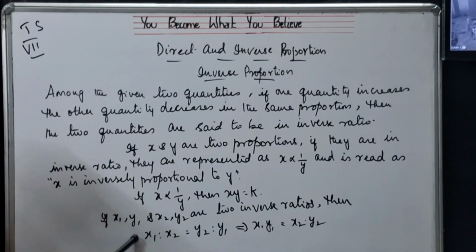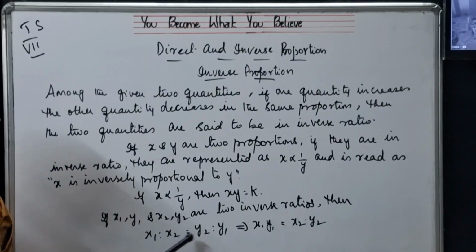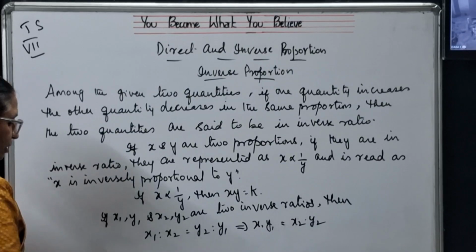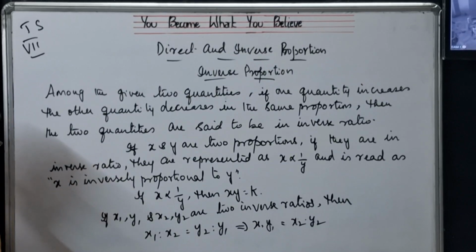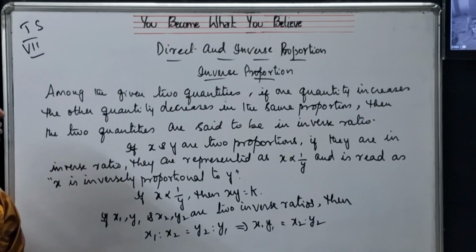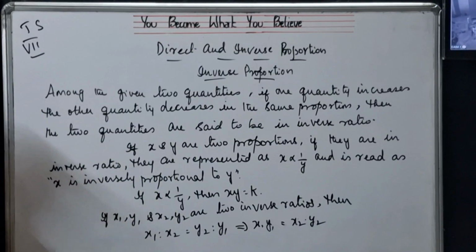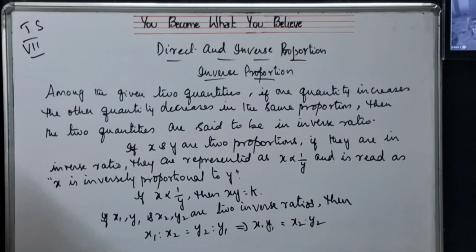So out of these four quantities, any three quantities will be given to you in your problems. The fourth one you need to find. It's a very simple way you can do, children. Only thing is you should understand whether it is in inverse ratio or not. I hope I am clear, children. Please note down these points.